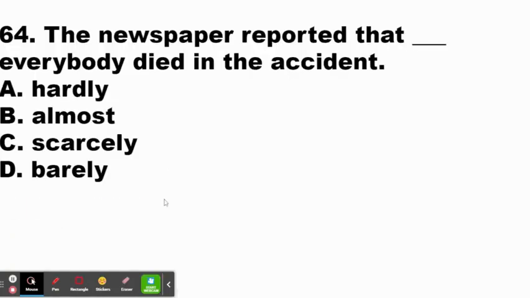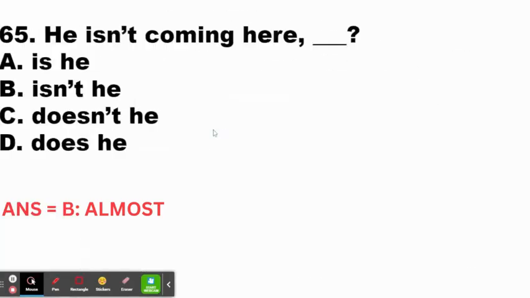64. The newspaper reported that dash everybody died in the accident. A, hardly. B, almost. C, scarcely. D, barely. Now, the correct option is B, almost. The newspaper reported that almost everybody died in the accident. If what you have here is anybody, then you can talk of hardly, that hardly anyone died in the accident, but you are talking of everybody. Almost everybody died in the accident.